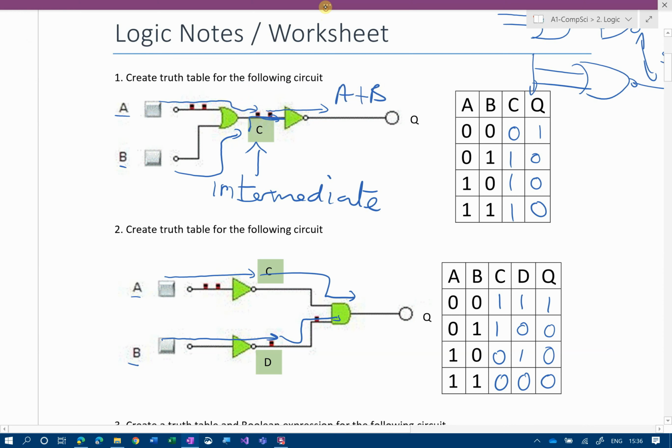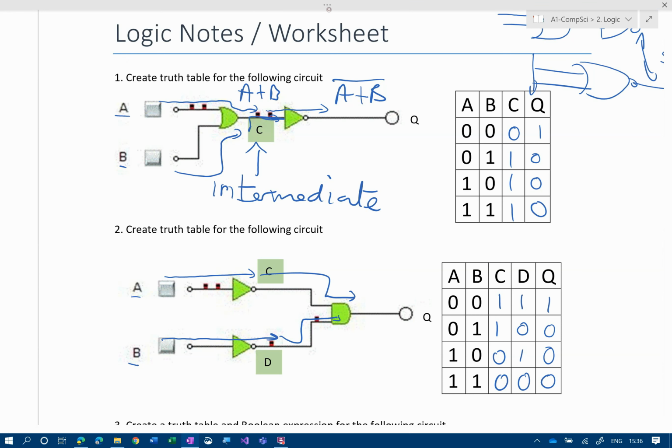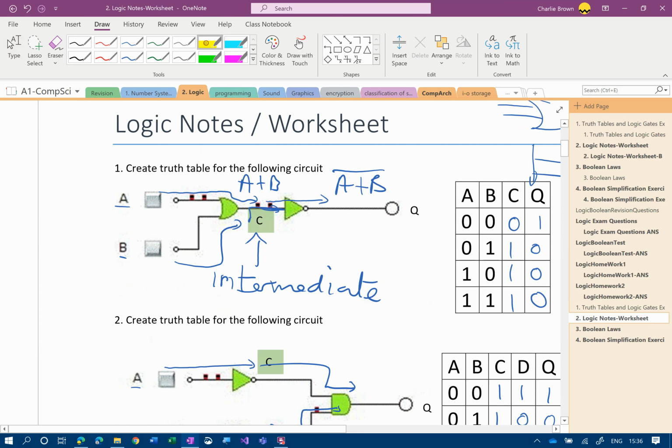So that A OR B travels through that NOT gate and becomes NOTted. So we put a line above the whole thing. Originally at C we had A OR B. It travels through the NOT gate, so the whole thing becomes NOTted. So the Boolean expression for this circuit is that. Now I'd like you to have a go at doing the Boolean expression for number 2.